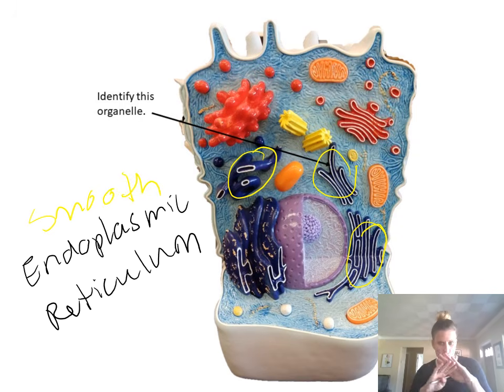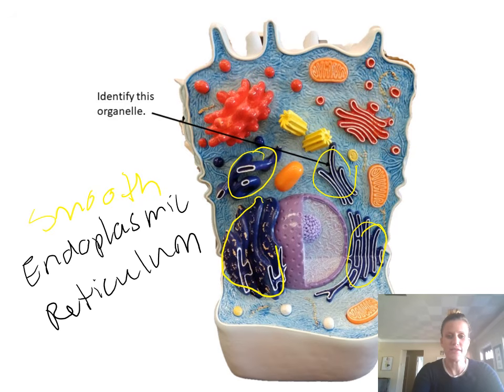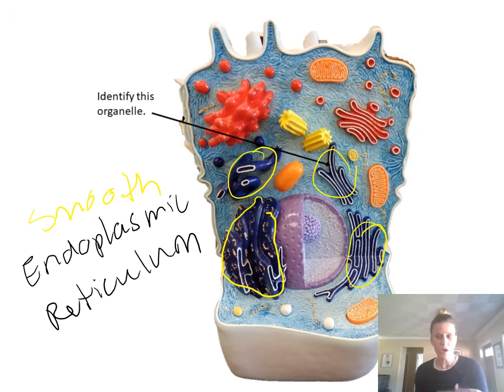It's smooth because its surface is literally smooth. It's a smooth membrane. This over here is the rough endoplasmic reticulum. That's not what this question's asking for. But if I were to point to this other one down here, that would be the rough endoplasmic reticulum. And when you look at the surface of it, you can see these little yellow dots, that's showing you that the surface has structures attached to it. The surface is rough. The reason for that is it's got ribosomes all over its surface.